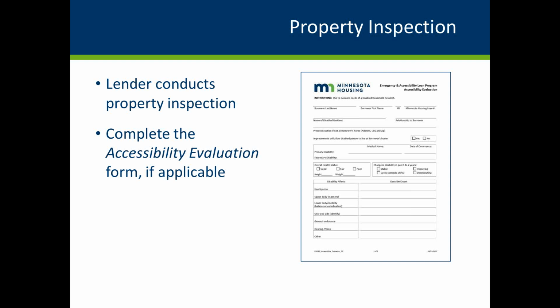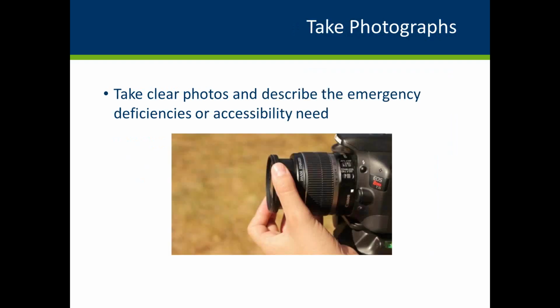Please note that there is no formal inspection form provided by Minnesota Housing, and the lender can submit this documentation in whichever form they prefer. However, if an accessibility need is identified, please also include a completed accessibility evaluation form in addition to the inspection report. Ensure that the inspector takes photographs of the deficiencies that have been identified to assist Minnesota Housing staff in making a decision. Please make sure that the photographs are clear and a description and the area of the home is listed.